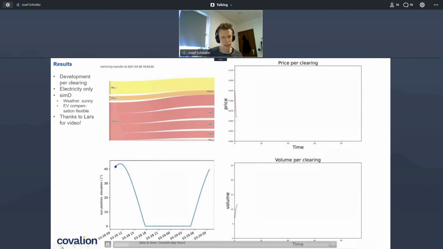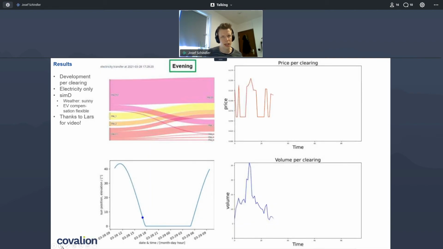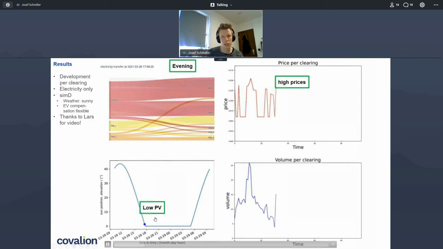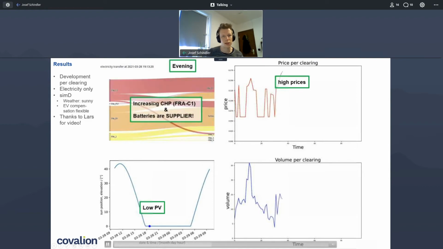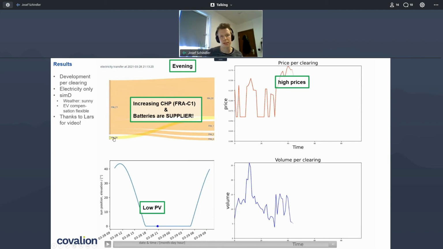Next slide. Okay, during the evening, we have a low production and high prices, and the share of the CHP plant is increasing. So the CHP plant is a supplier, and the batteries are also still suppliers, but their share is decreasing because the batteries will be emptier, and then their supply prices are increasing.